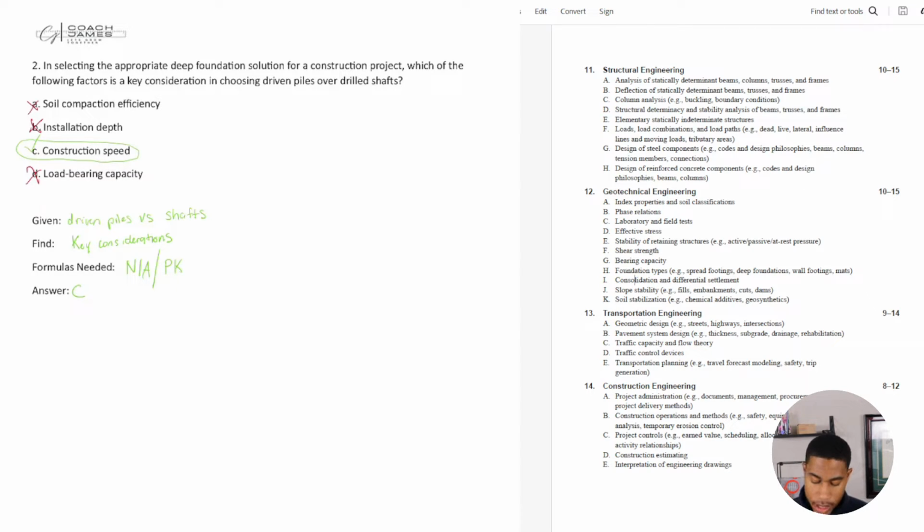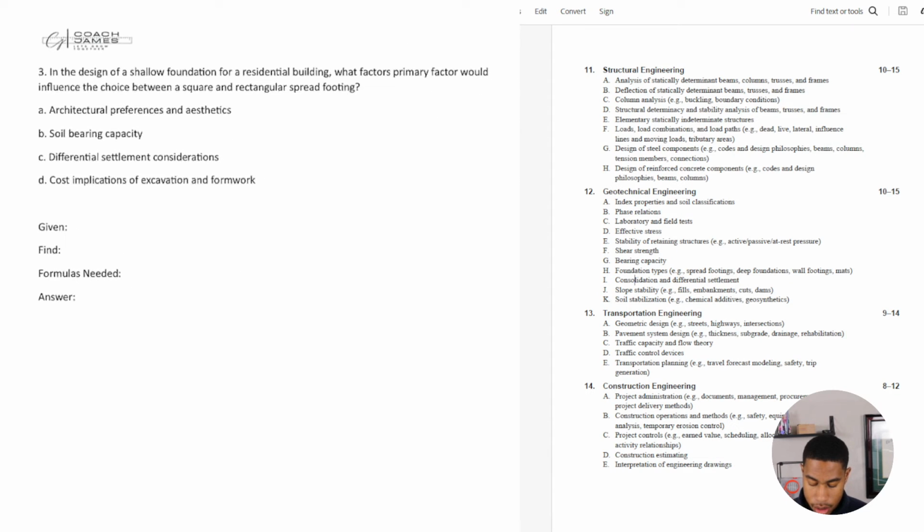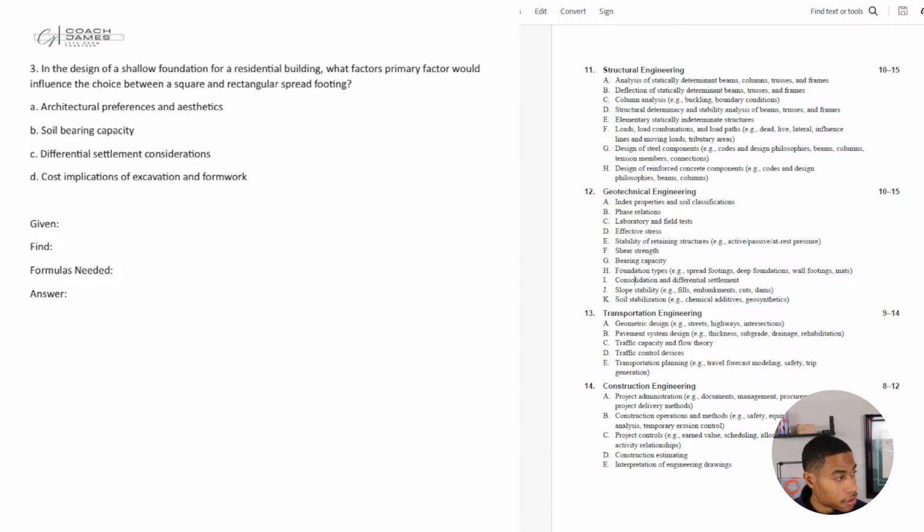So, all right, let's look at number 3. Number 3 says, in the design of a shallow foundation for a residential building, what primary factor would influence the choice between a square and a rectangular spread footing?